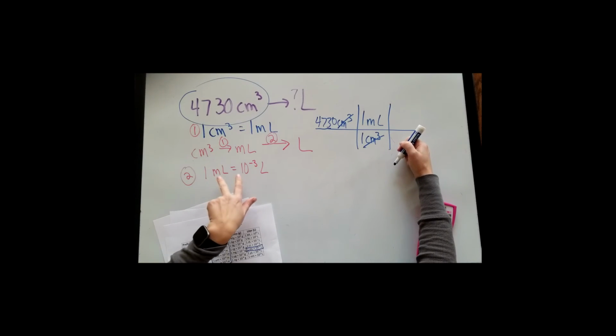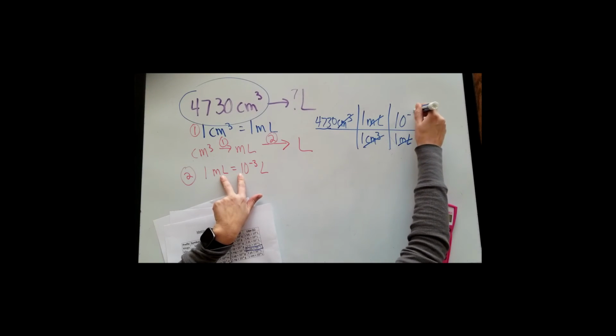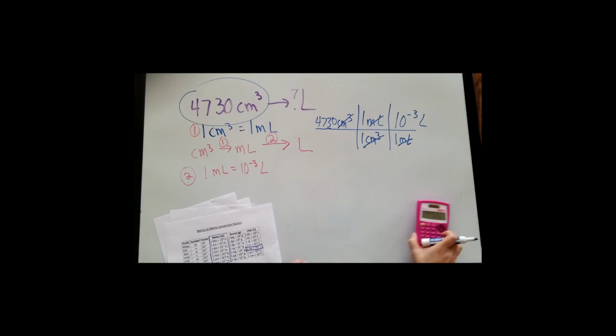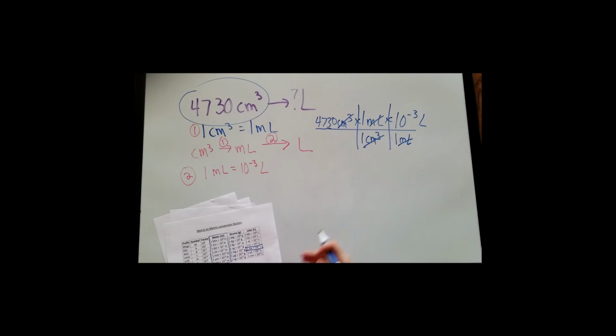Okay, now the next step is to go from milliliters to liters. With this one, I want the milliliters on the bottom so that they cancel, and my 10 to the negative third on the top. So since there's only ones on the bottom, I really just need to multiply that. So 4730 times 10 to the negative third.